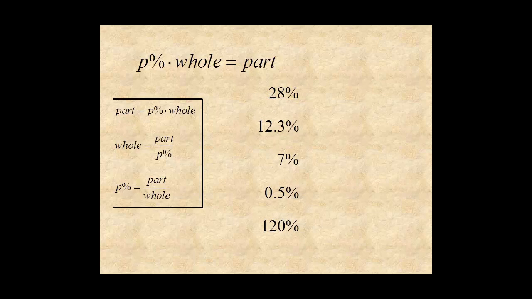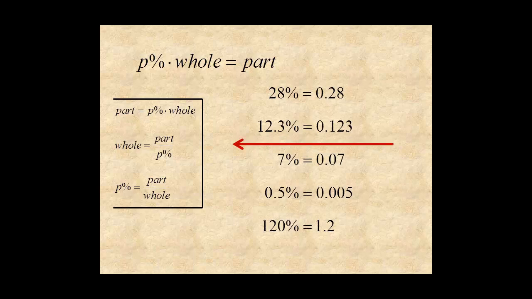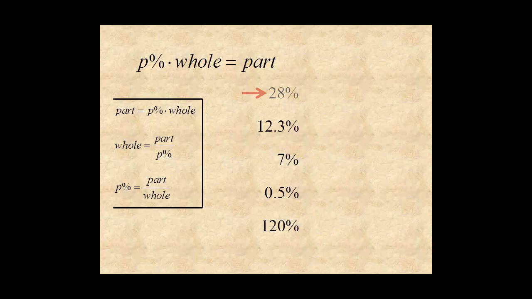Remember that when you multiply or divide, percents must be written as decimals. To do this, move the decimal point 2 places to the left. 28% is 0.28. 12.3% is 0.123. 7% is 0.07. 0.5% is 0.005. And 120% is 1.2.